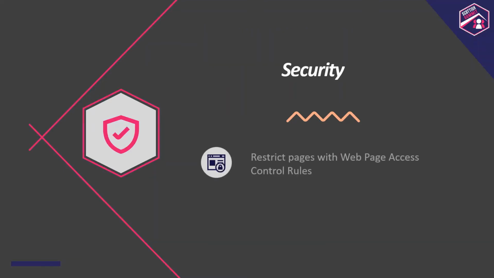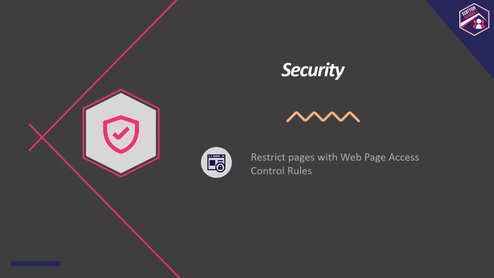Security tips. It's very common for us to restrict an entity list or an entity form to only allow authenticated users or even specific web role users to access those records. And that's what's the most important in regards to security, I would say. But something that I would highly recommend is using the web page access control rules.